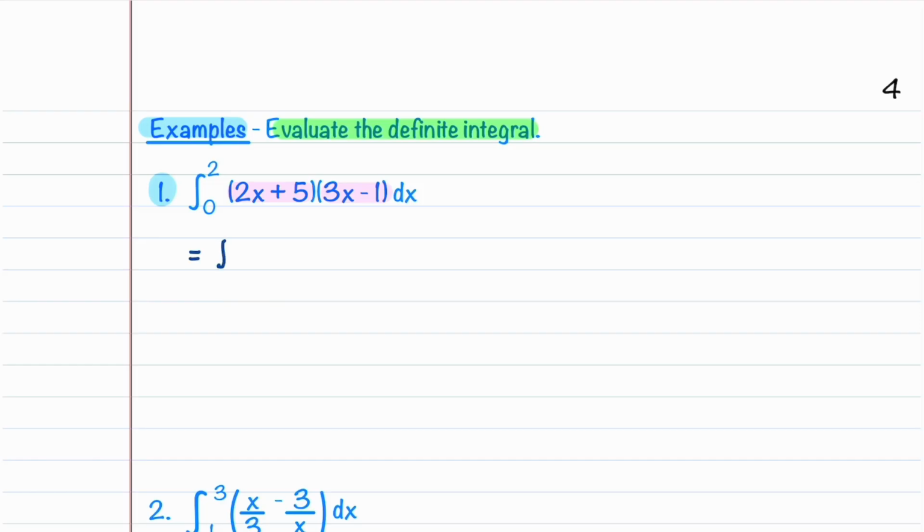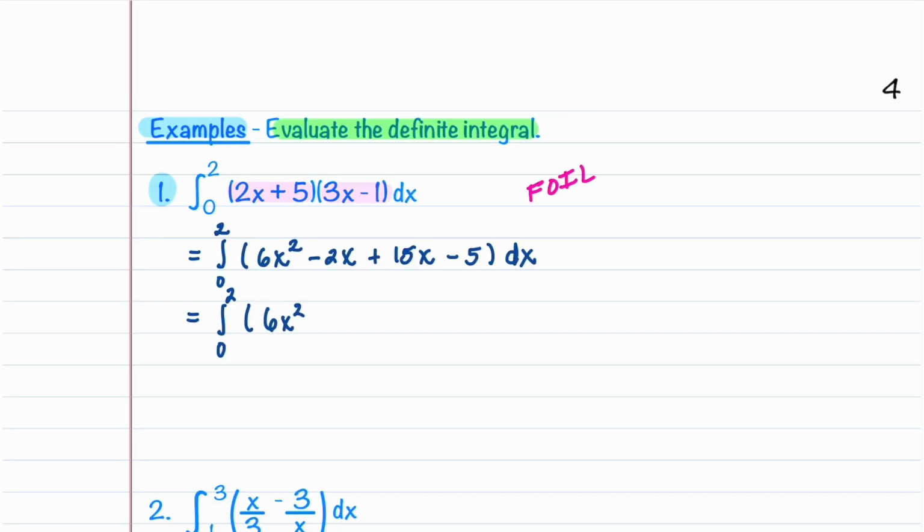So this is the integral from 0 to 2. We can use the FOIL method to multiply this out. Let's multiply the first terms, so that gives us 6x squared. And then we'll multiply the outer terms, which is minus 2x. And then the inner terms, which is 15x. And then the last terms, which gives us minus 5. Since we have two terms with an x, we want to combine those before we integrate. So we have 6x squared plus 13x minus 5.